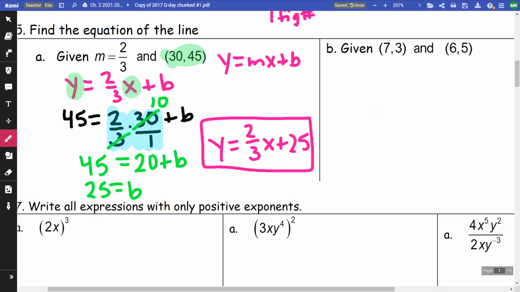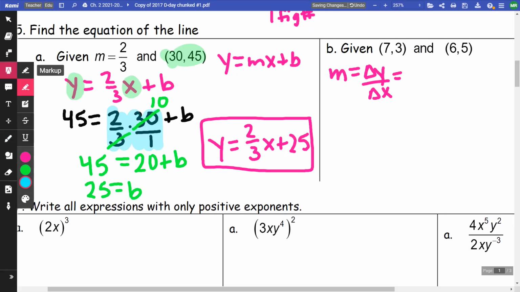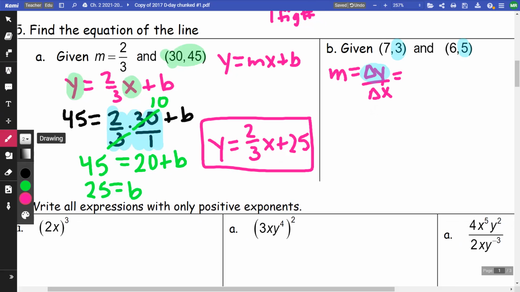Now on b, I'm going to use the same y equals mx plus b, but I need to find my slope first. So slope is change of y over change of x. So my y's are 3 and 5. So that's what I'm using for my change of y. I can either do 3 minus 5 or 5 minus 3. Let's say I do 5 minus 3. If I do 5 minus 3, 5 is from this one, then I need to do 6 minus 7. I've got to keep that order. So I'm going to get 2 over -1, or -2.